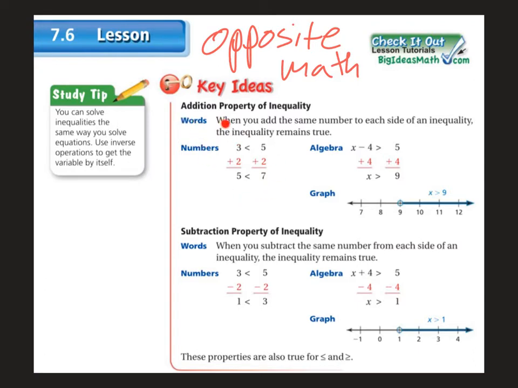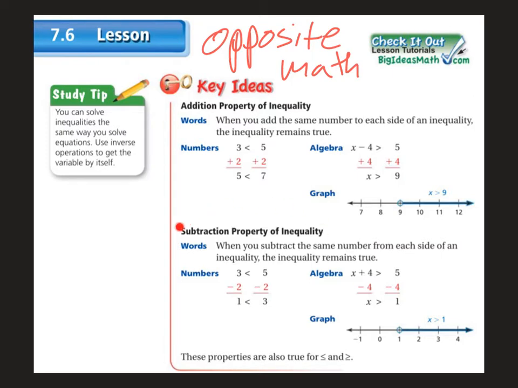And by this, what we mean is when we add the same number to each side of an inequality, the inequality remains true. Okay, so if we're trying to solve x minus 4 is greater than 5, we add 4 to each side to get rid of this minus 4 here. We get x is greater than 9, and here's what that graph would look like. Open circle on the 9, an arrow showing all the numbers greater than 9.